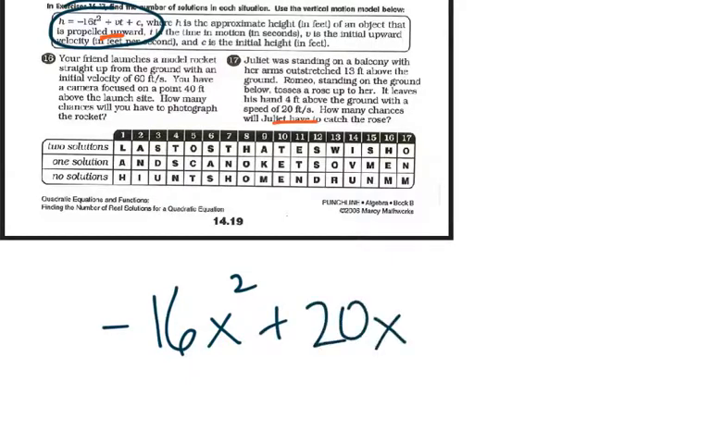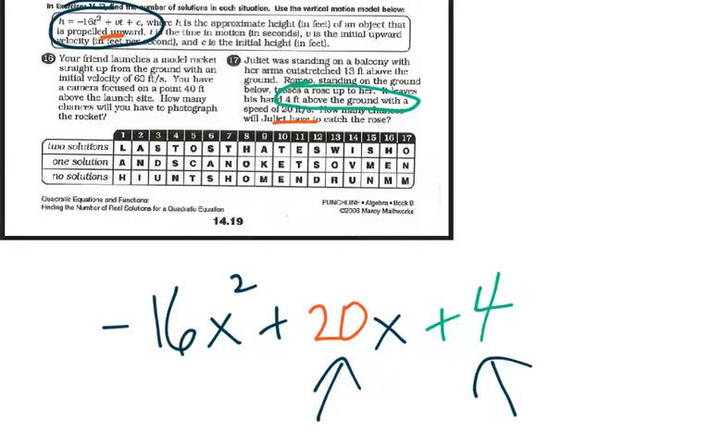So let's write the equation first. We know it's going to be in this format. So negative 16x squared, and then the velocity was 20 feet per second, so plus 20x. And the initial height was 4 feet above the ground, so plus 4. Notice the only thing we had to fill in were the b and the c. The b in this example, of course, is the velocity of the object being thrown, and c is the height that it started from. Like, before you ever launched it in the air, how far from the ground was it? And it was 4 feet from the ground.